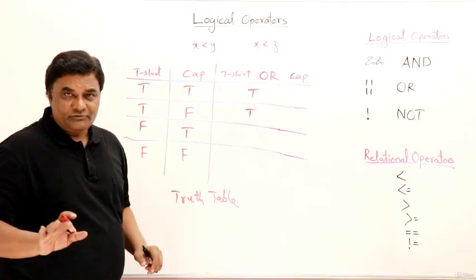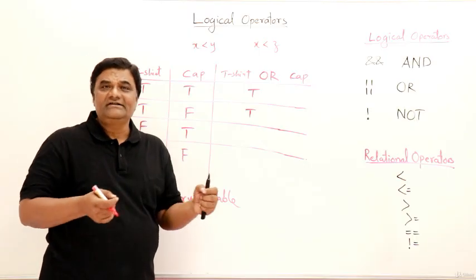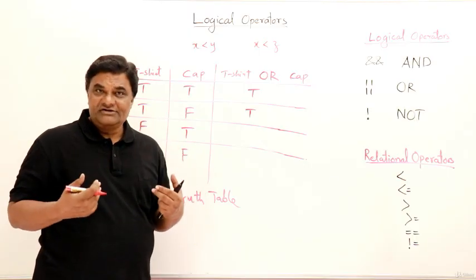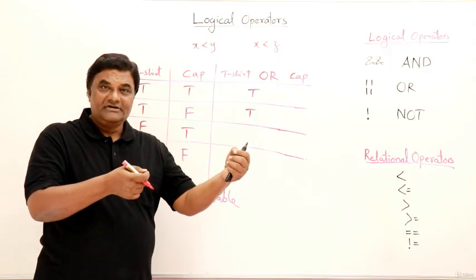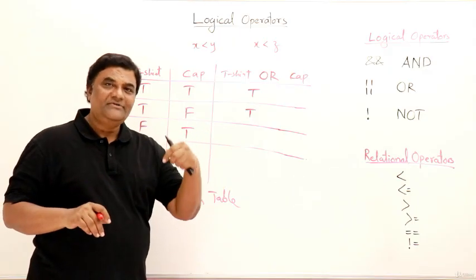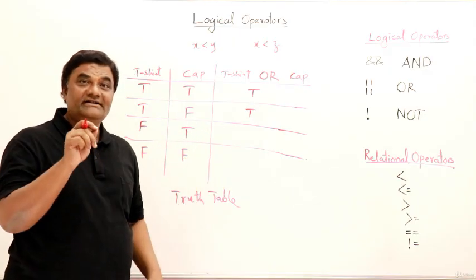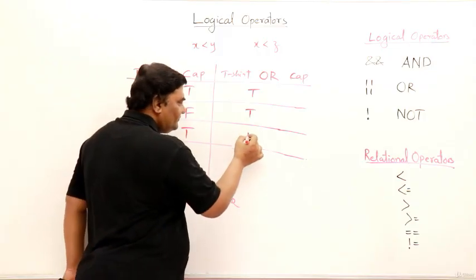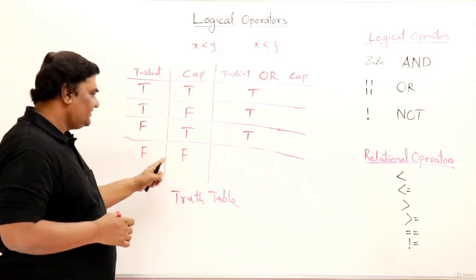I am not wearing a t-shirt, suppose, but I am wearing a cap. So if I make the statement that I am wearing a t-shirt or I am wearing a cap, and I am not wearing a t-shirt but I am wearing a cap, then my statement is true because I said or. So this is true. Next, the last one: both are false.